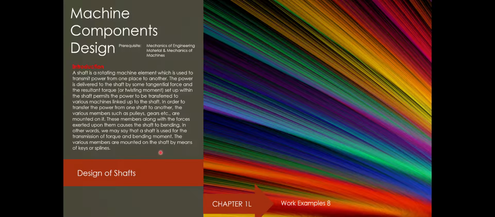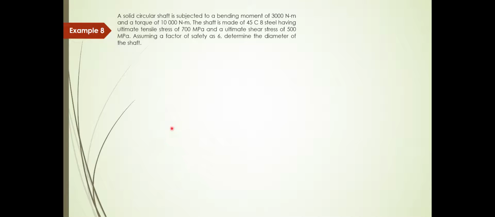Now we are looking at example 8 on the design of shafts. So here is the question: a solid circular shaft is subjected to a bending moment of 3000 Newton meter and a torque of 10,000 Newton meter. So in this question they have given us the bending moment and the torque.